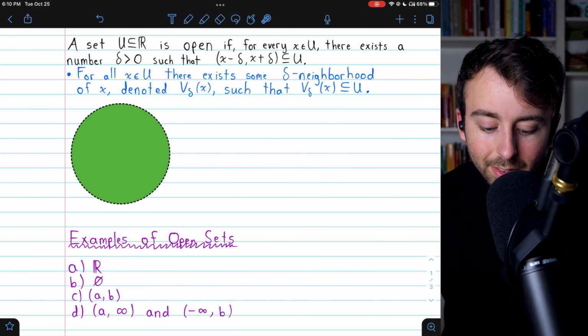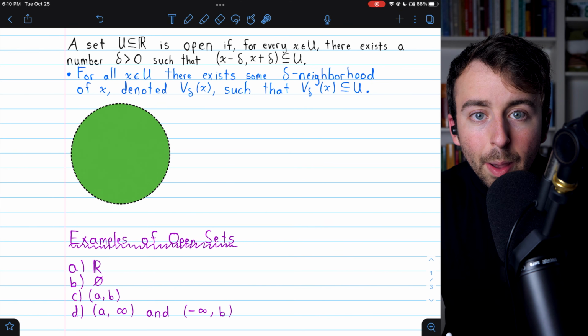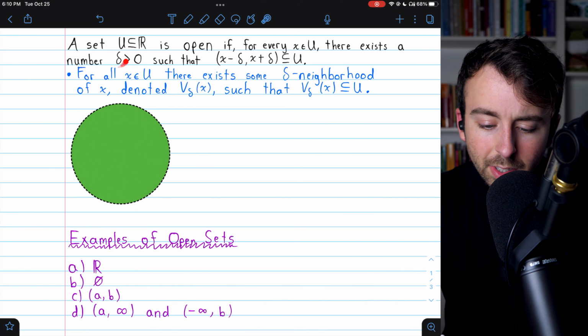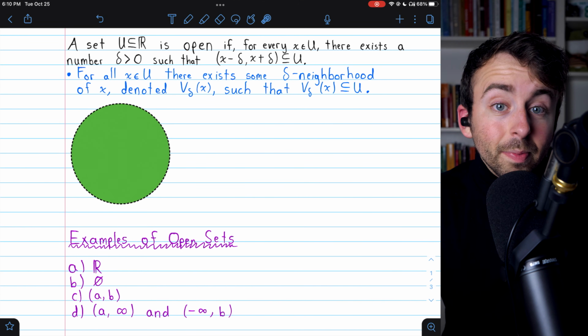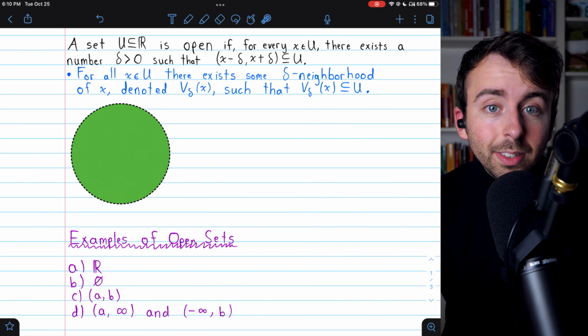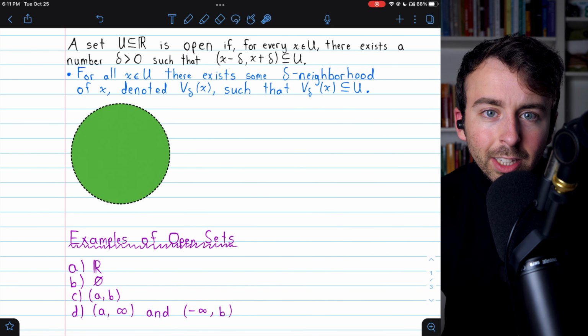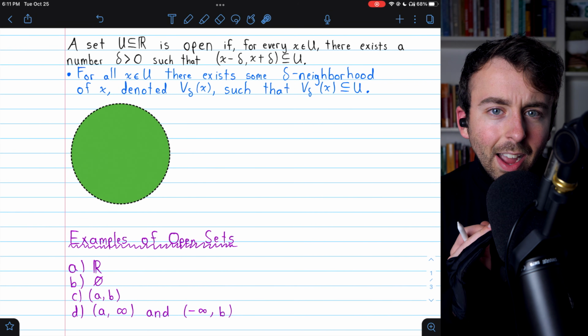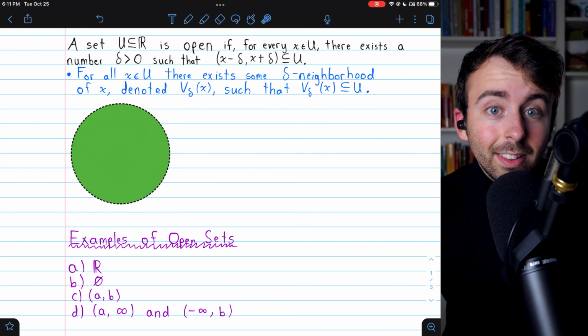In some textbooks, they will give this definition with an epsilon instead of a delta. There's no difference. I just prefer to use a delta for a variety of reasons. Anyways, the idea of an open set is that a subset of the reals is open if every element has some space around it that is still entirely contained in the set.